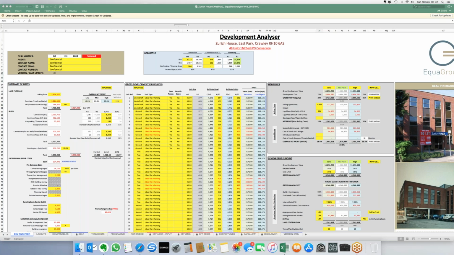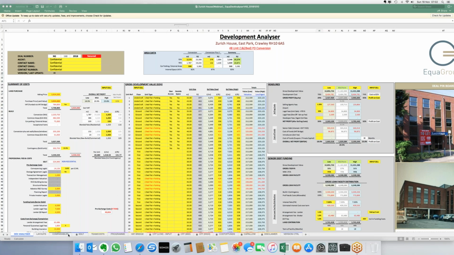Now really this is a dashboard. Yes, it does have many inputs, but essentially there are multiple calculation engines that sit behind this sheet that all feed information and results through to this particular dashboard. Before we go through the specifics of how the deal is analysed, we will just familiarise ourselves with this development analyzer. So this is the front end.